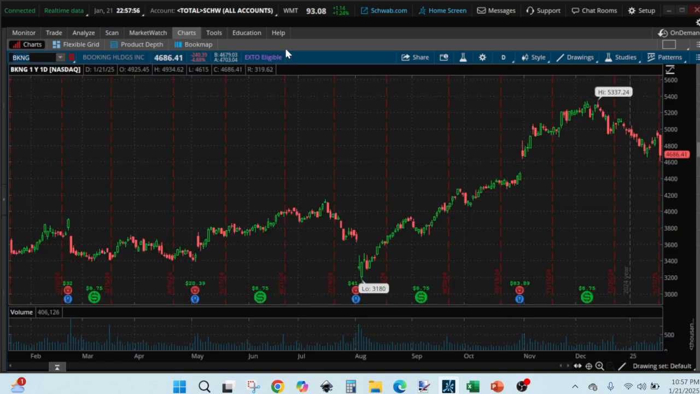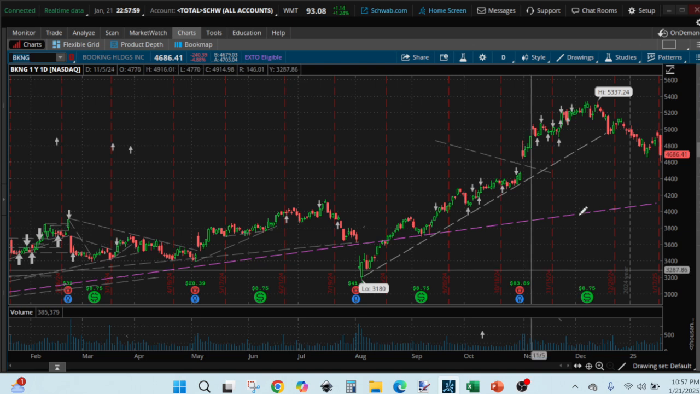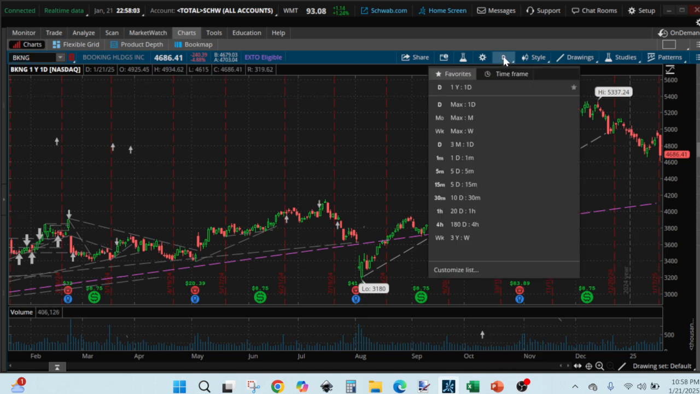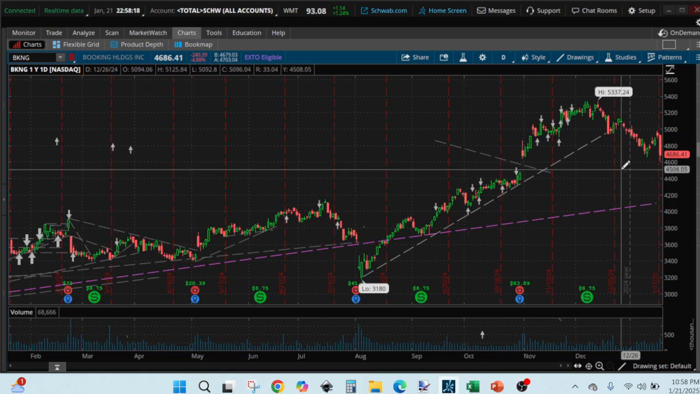So BKNG, we are not seeing it. Okay, as a swing trader, you can swing trade on the daily chart, and to analyze your stocks you can use the 1 year time frame daily chart or the maximum daily chart. And we have the 1 year daily chart.